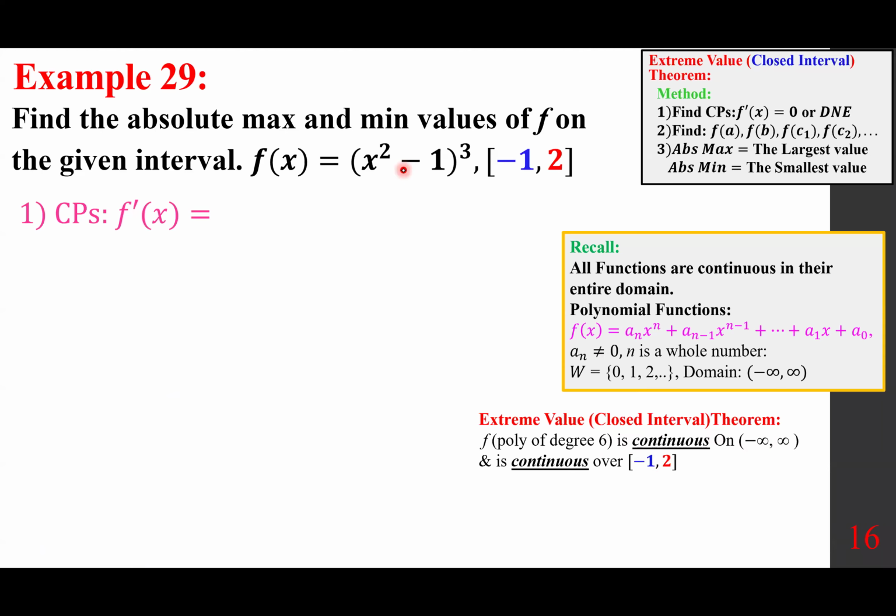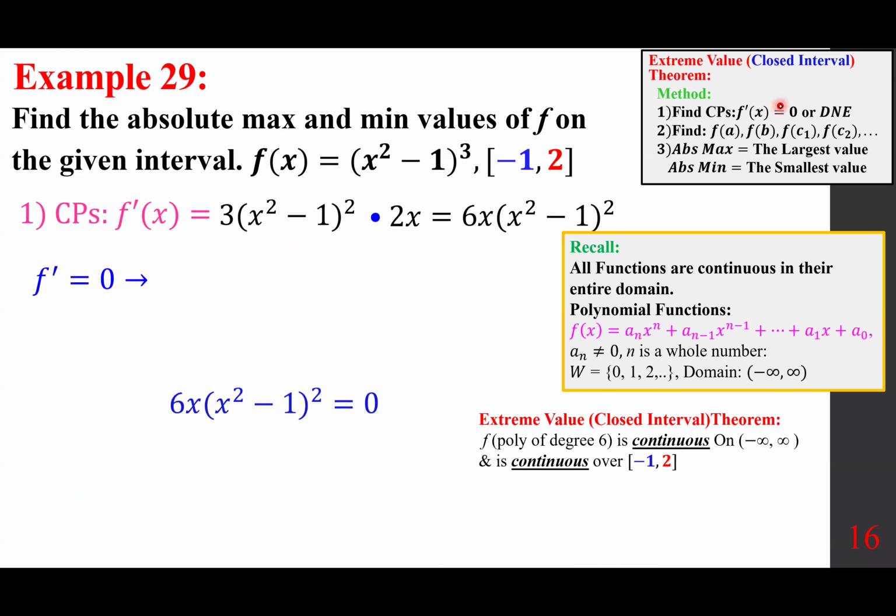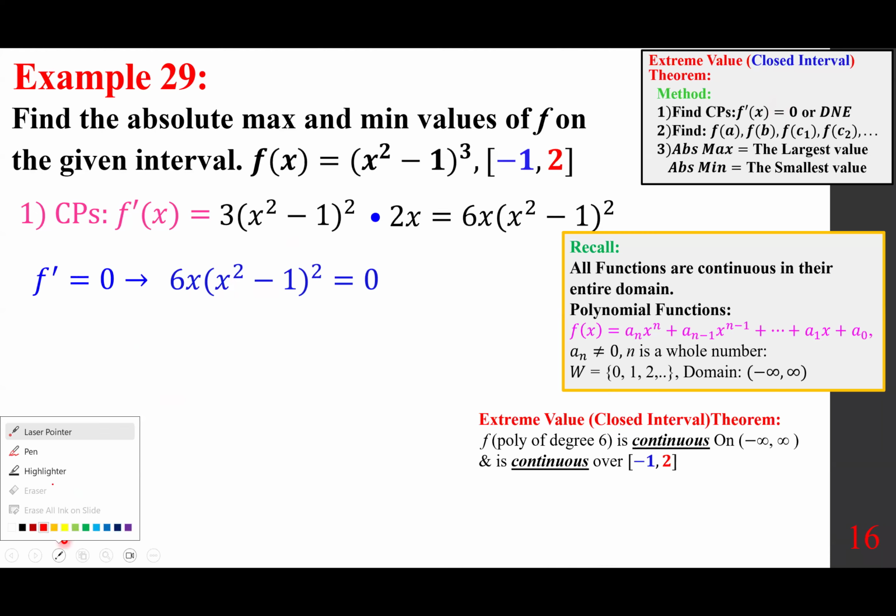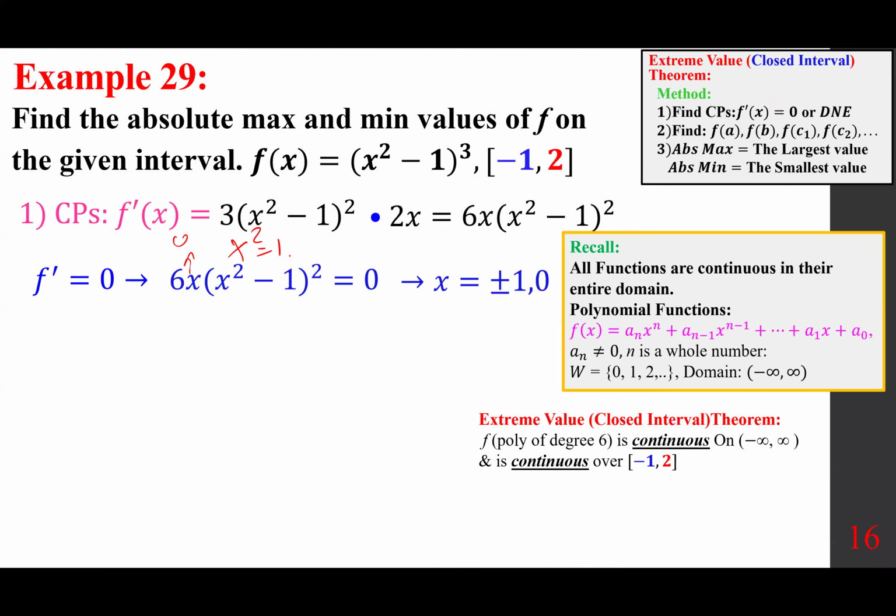That means start with f prime of x. So 3 times x squared minus 1 squared times the derivative of inside is 2x, and we put them together in the same format, 6x times x squared minus 1 quantity squared. And you set that equal to 0. And when you do that, either x is 0 or x squared minus 1 is 0. That means either this one is 0 or x squared is 1, and you have 3 answers, plus minus 1 as well as 0.